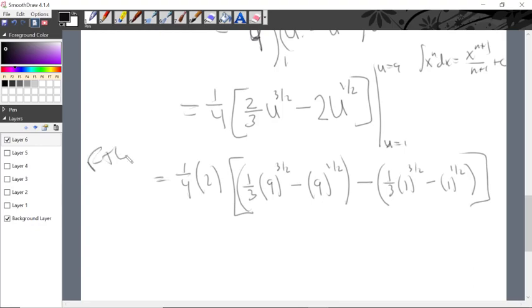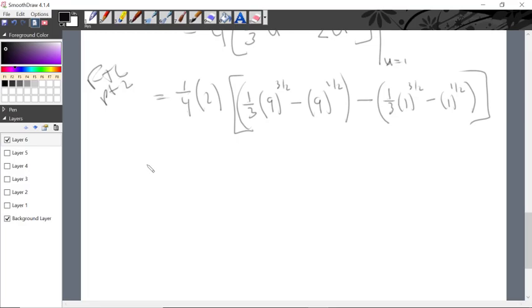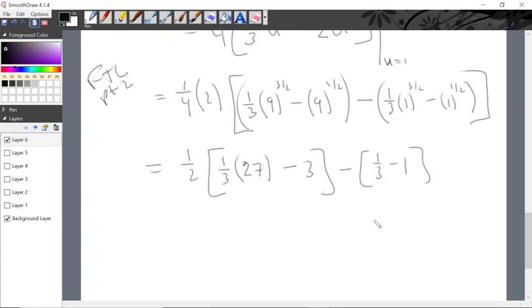Okay, so that's by the fundamental theorem of calculus part 2. 1/4 times 2 is 1/2. We have 1/3 times this. What's that going to be? The square root of 9, which is 3, and then cubed. 3 cubed is 27. Square root of 9 is 3, minus, and then here we have 1/3 minus 1. Okay, and here we go. All right, the 1/2 is in front of all of that.